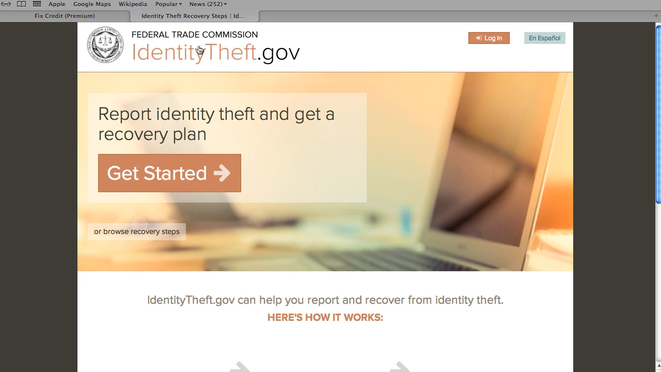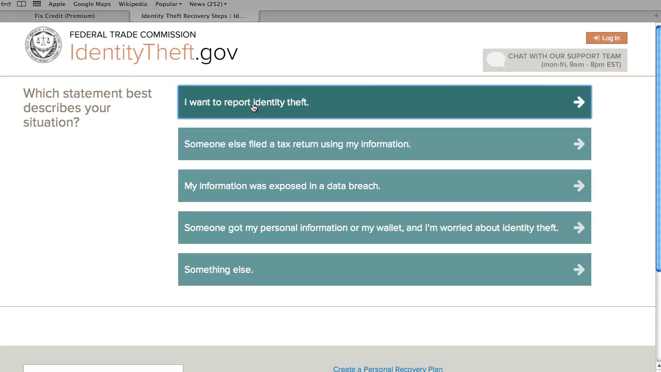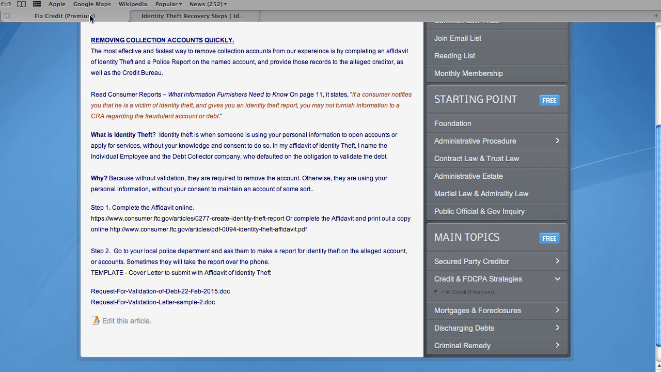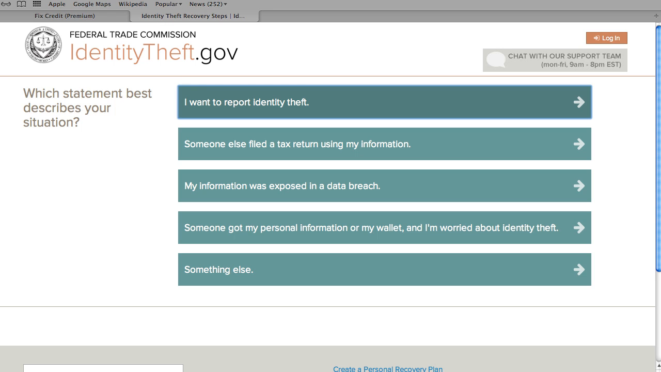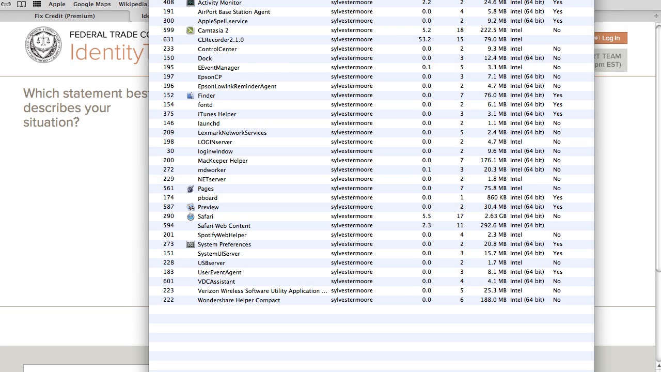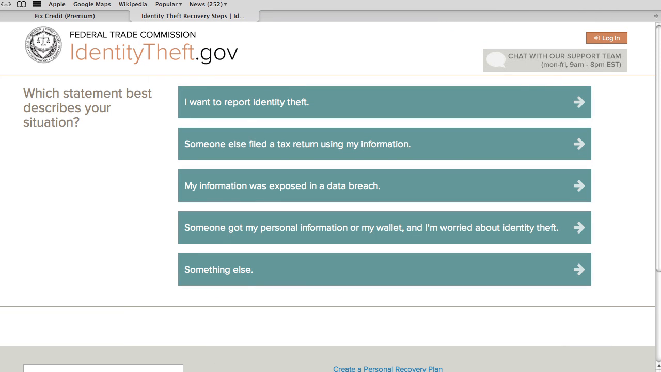But anyways, here's their affidavit of identity theft, and you can go through here, I suppose, get started, and you fill out all these things and you answer all these questions, and then they will populate a PDF and print it out for you, and that'll be your affidavit of identity theft.